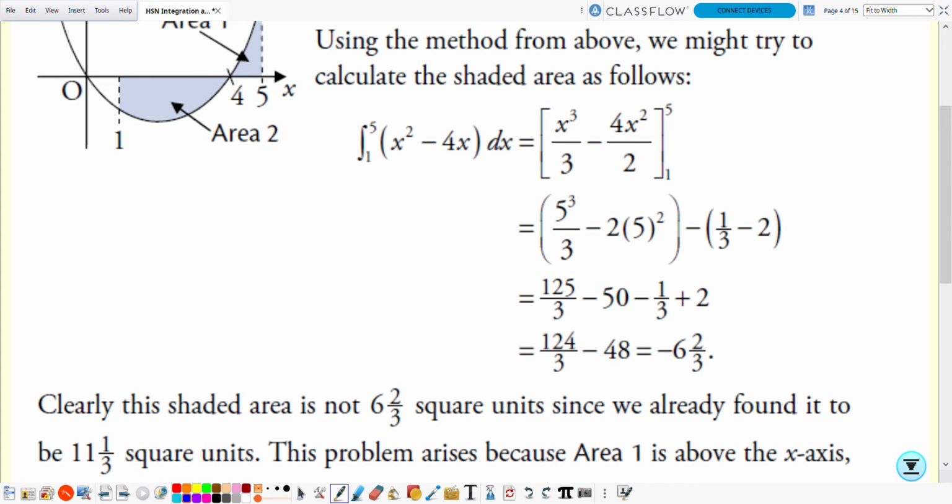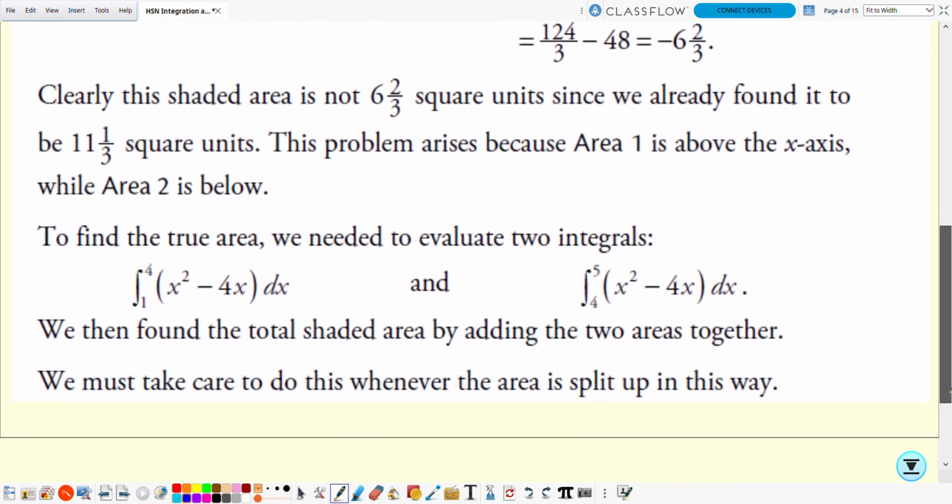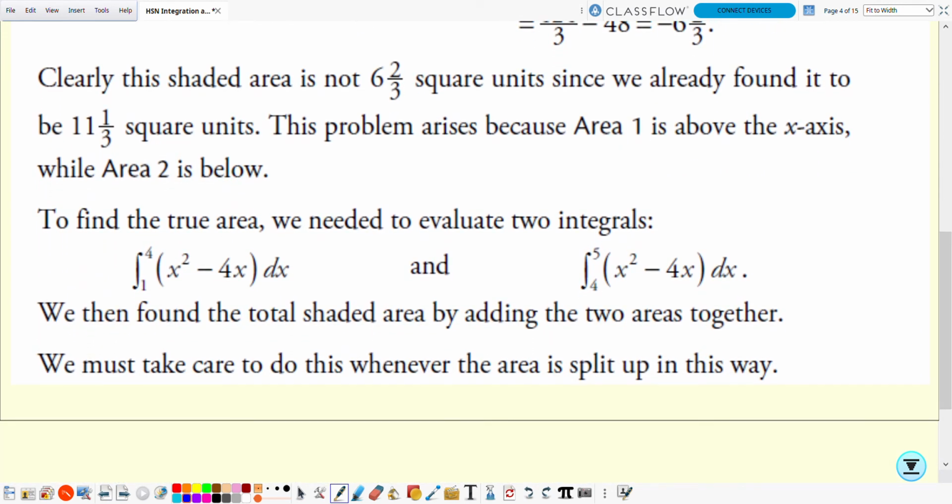So clearly 6 2/3 is not the right answer here, so this causes an issue. What we have to do, and it's quite important to spot this, to find the true area, you need to find two different integrals. So you would integrate between 1 and 4, which was the bit below the x-axis, and then separately integrate 4 and 5, and then find your total by adding together the two areas that you get. So that would be your procedure.